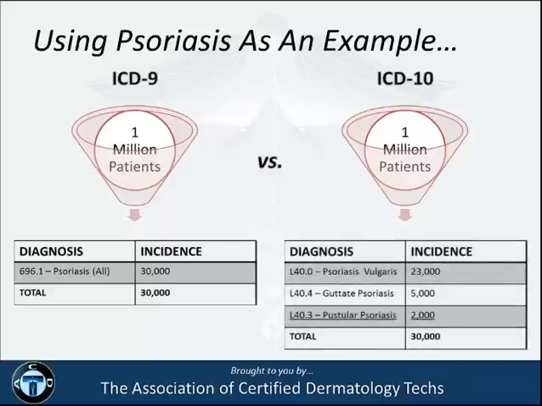But with ICD-10, those same 30,000 psoriasis diagnoses are broken down more specifically. ICD-10 might show that 23,000 people were diagnosed with typical psoriasis vulgaris, or L40.0, 5,000 people were diagnosed with guttate psoriasis, which is L40.4, and the remaining 2,000 patients were diagnosed with pustular psoriasis on the hands and feet, which is L40.3. Now, if you were a researcher trying to better understand the incidence of psoriasis and how it affects different groups within the population, which data would you prefer? That provided by ICD-9 or that given by ICD-10? Of course, the answer would be the more specific breakdown provided by ICD-10.